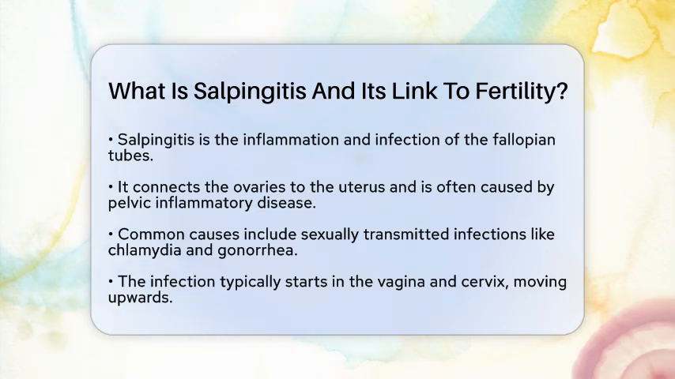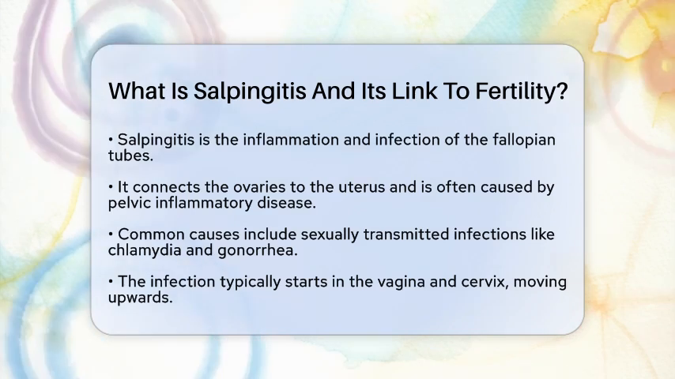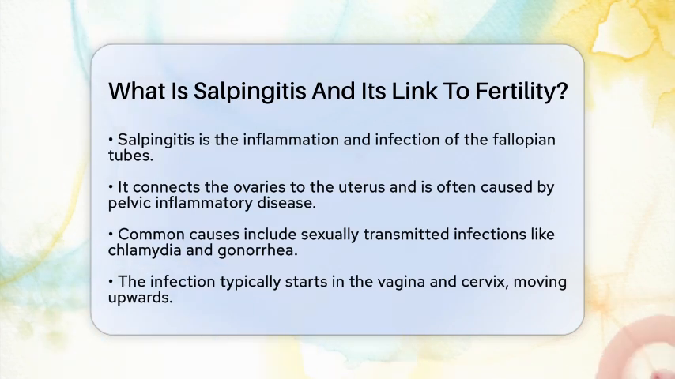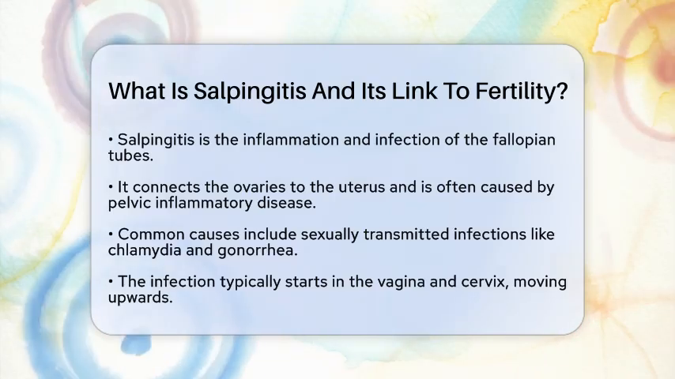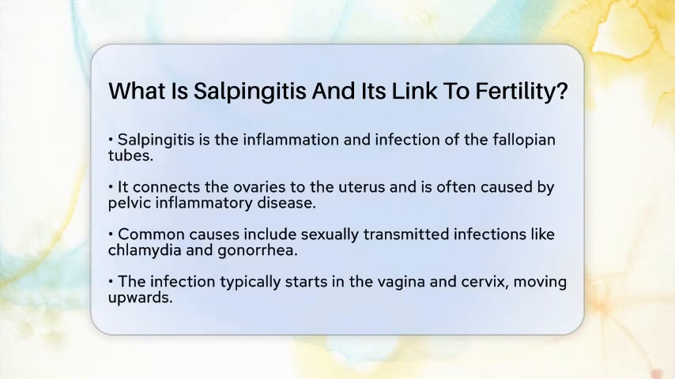The infection starts in the vagina and cervix, moving upward to the uterus and then to the fallopian tubes, causing inflammation that can be either acute or chronic.